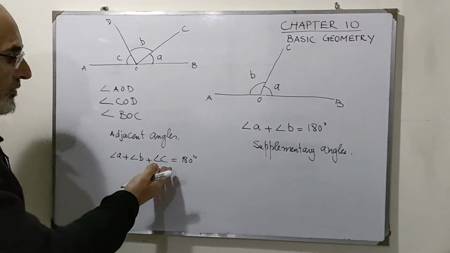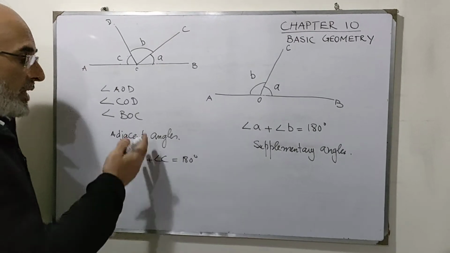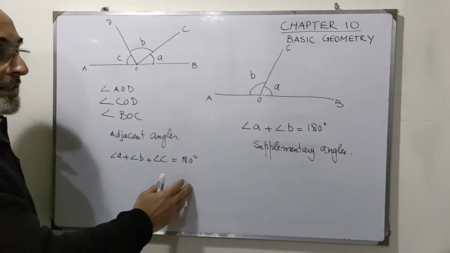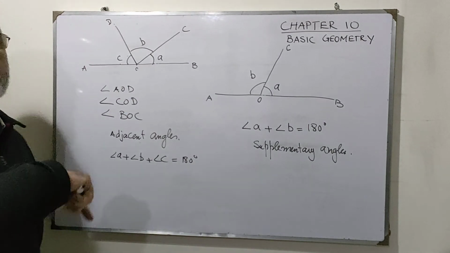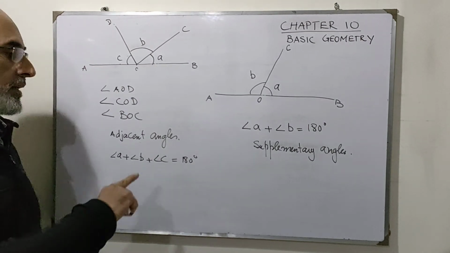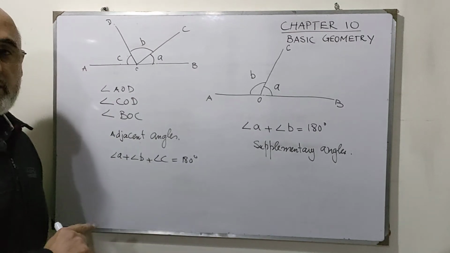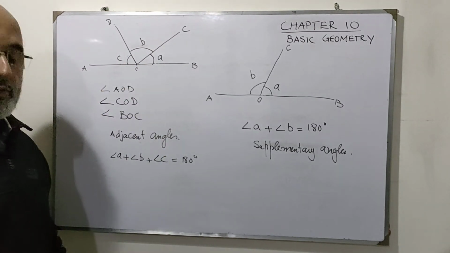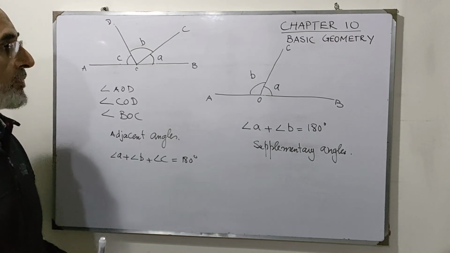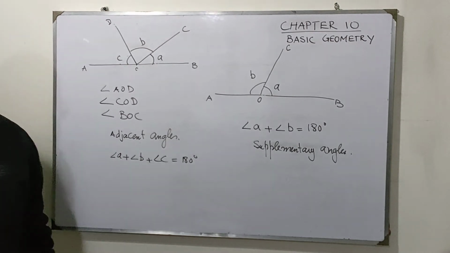Okay, so here we have three angles, they are adjacent, their sum is 180, so we can just call them adjacent angles. And since they are on the straight line, their sum cannot be more than 180 degrees, right? So if they are equal to 180 degrees, they are adjacent, that is fine. Okay, now let's move to another type of angles.